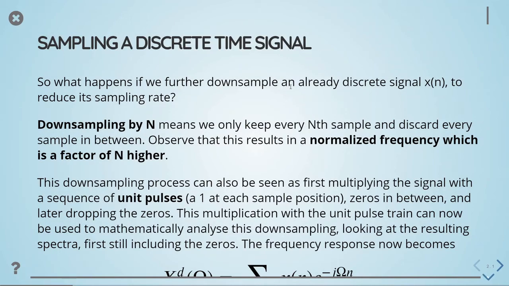So far we saw what happens when we sample an analog signal, but now what happens if we further downsample an already discrete signal x of n to reduce its sampling rate. So downsampling by N means that we only keep every Nth sample and we discard every sample in between. Observe that this results in a normalized frequency which is a factor of N higher.